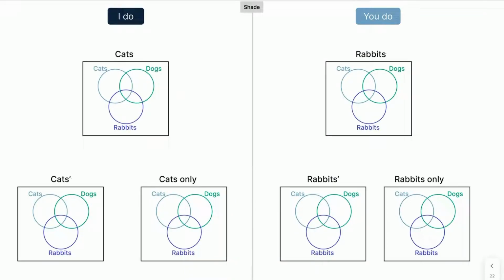So now moving on to 3-way Venn diagrams. We are going to start off with shading again. So we're going to start off by looking at, well, what are cats? It's everything inside this blue circle. What is not cats? That's going to be everything outside of this light blue circle.